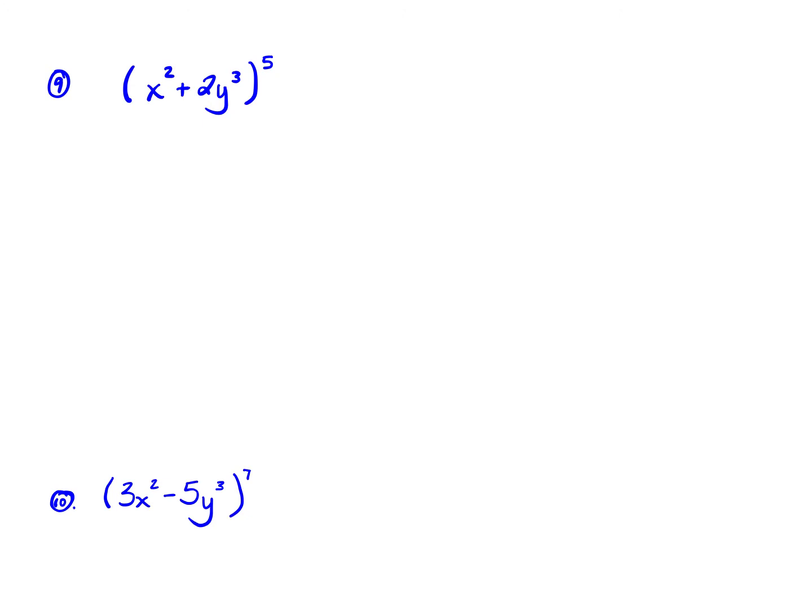Negative 3y. Where's my copy paste? Negative 3y, negative 3y, negative 3y, negative 3y. All right, now I'm going to leave a space here so I can simplify. Exponents, I'm going to start with 7. So 7, 6, 5, 4, 3, 2, 1, 0.